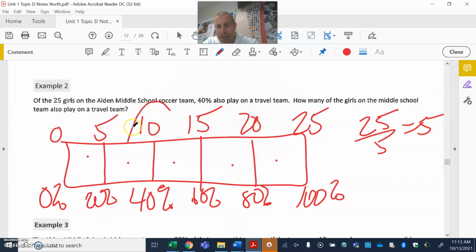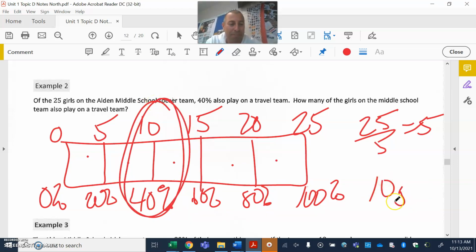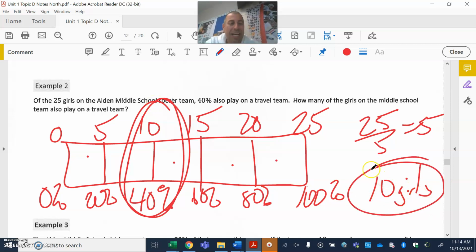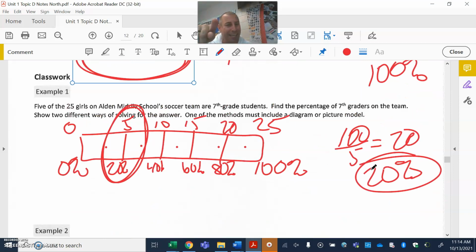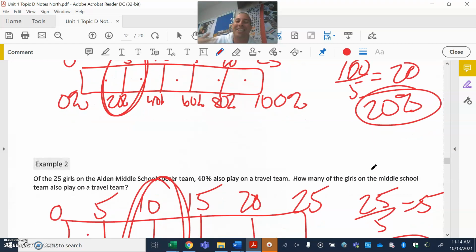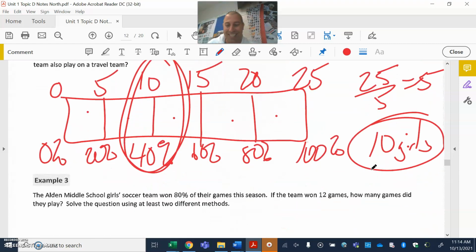40%, 40%. There it is. So that means it matches up with how many girls? 10 of them there. Now, you might say, Mr. Susevich, didn't you just do this problem right above there? And I'd tell you, yes, but I didn't want to say anything because I wanted to show you that you could start with your percentages there. All right?